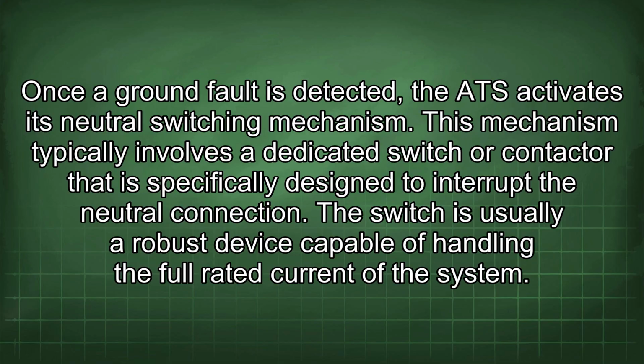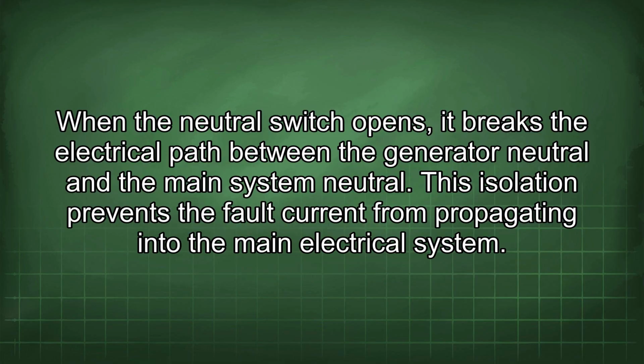This mechanism typically involves a dedicated switch or contactor that is specifically designed to interrupt the neutral connection. The switch is usually a robust device capable of handling the full rated current of the system. When the neutral switch opens, it breaks the electrical path between the generator neutral and the main system neutral. This isolation prevents the fault current from propagating into the main electrical system.